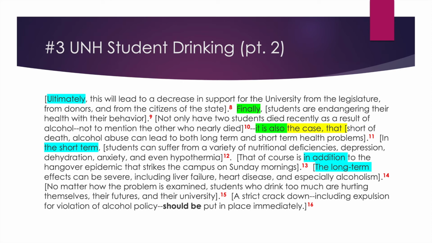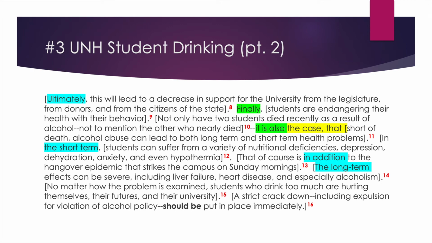Then we move on to the next sentence, which begins with the word finally, which tells us, okay, here's the last of the 3 major lines of argument that we had introduced in the previous sentence, right? We had the line of argument related to academics, the one related to the public relations or public image of the university. So here comes the line of argument related to the health of the student body. So finally, students are endangering their health with their behavior, and we'll call that assertion 9.